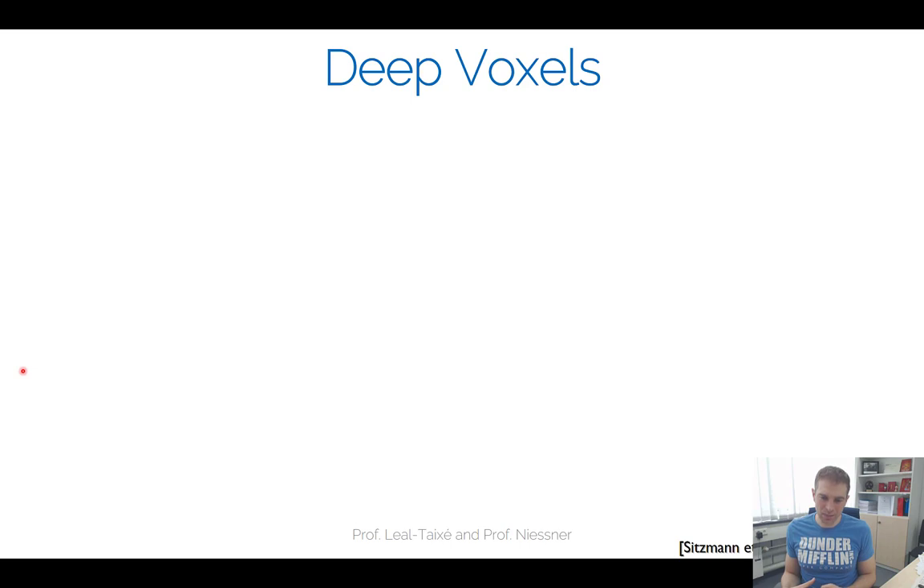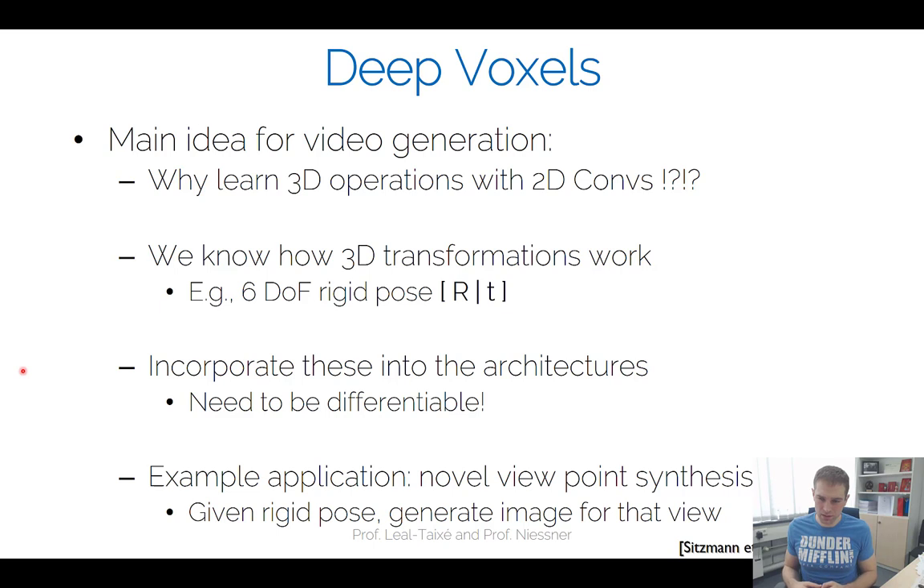And the main idea is very similar to pix2pix from a high-level conditioning part, but the difference is, why do we have to learn these 3D operators with 2D convolutions? Why don't we do this directly in 3D so the network has a much easier time to handle that? We know how 3D transformations work. If you have a camera pose, it's a rotation and a translation, it's a six-dimensional vector. We know how to apply this to, let's say, a voxel grid or a mesh. And the idea is we can incorporate these operators directly into the architecture.